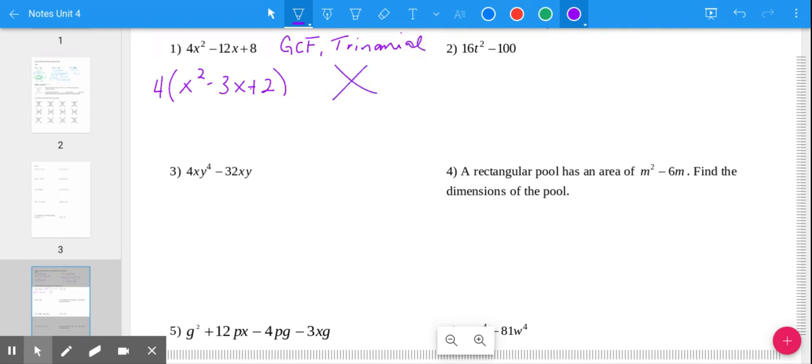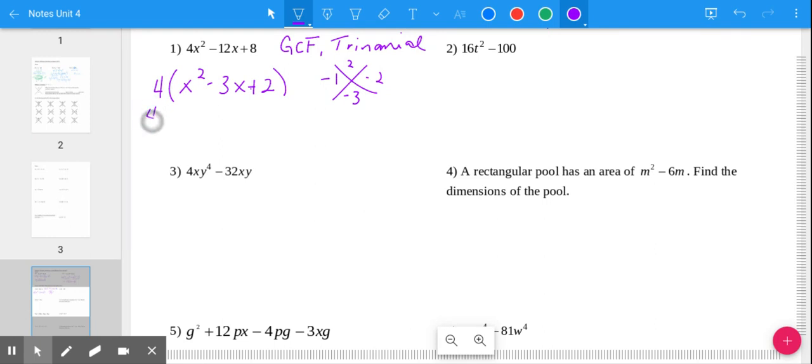So we need our x games, the top number here. So when you're building the x games, we do not use the GCF. If you take that out, we're just going to be looking at what's inside the parentheses. So the top is just 2. The bottom is just negative 3. So what two numbers multiply to positive 2 but add to negative 3? We're looking at negative 1 and negative 2.